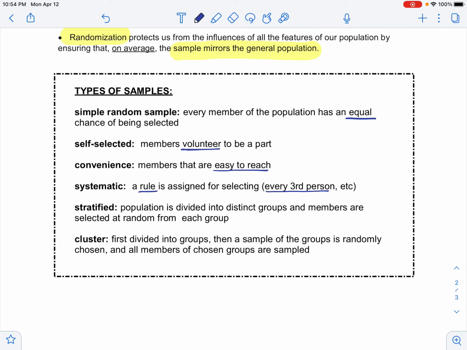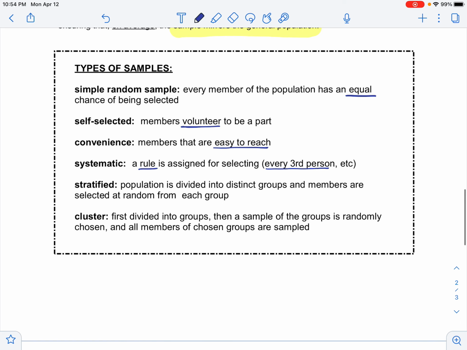So if I were going to stick with the Dacula High School example, let's say I go at the beginning of the day and I stand at the front door as students are entering the building to start the school day. I would then sample every third person that walks in the door, and that would be a systematic sampling.